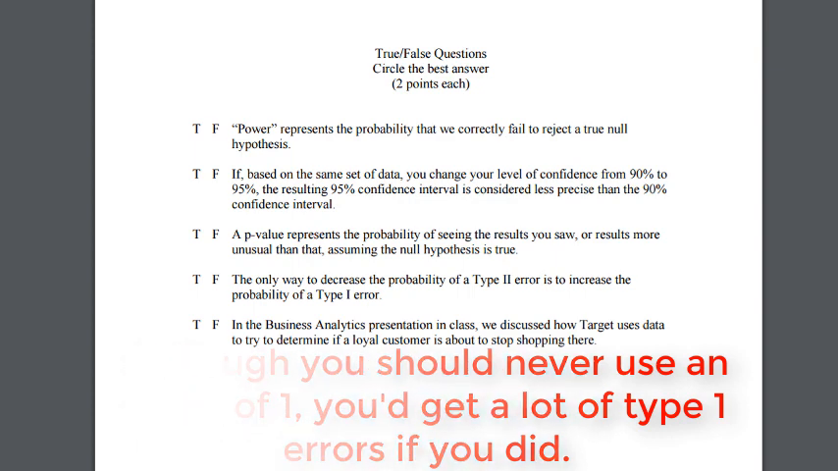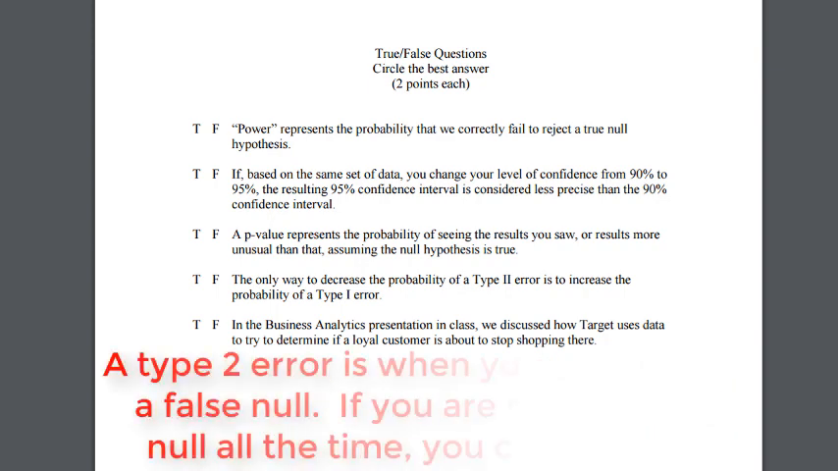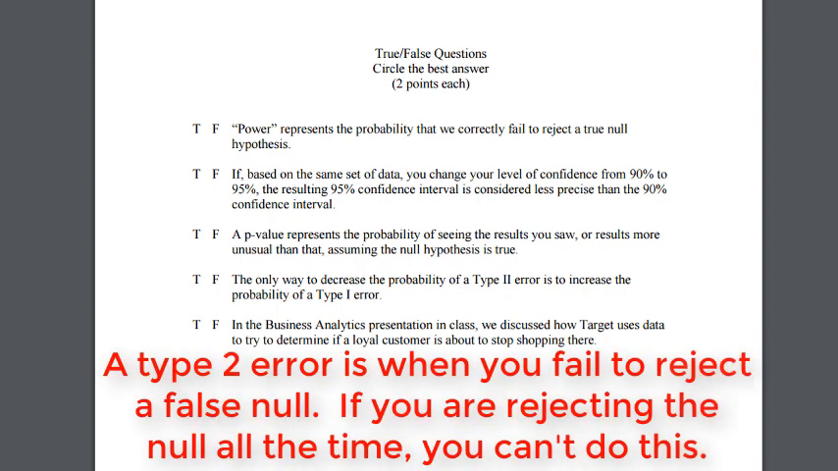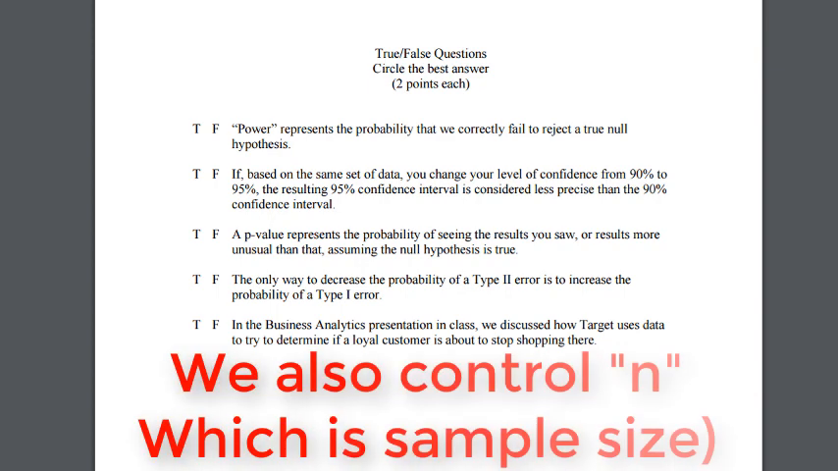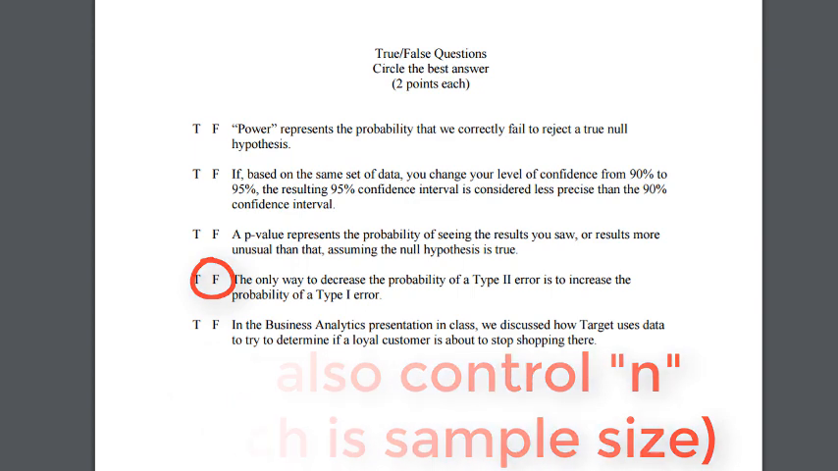You would in turn reject everything and never make a type 2 error, because to make a type 2 error, you have to fail to reject the null when you should. And so you can see the larger your alpha, the less type 2 you make. But another way, and the reason this is false, is to increase your sample size. When you increase your sample size, you become more certain. So the more certain you are, the less you will make a type 2 error.